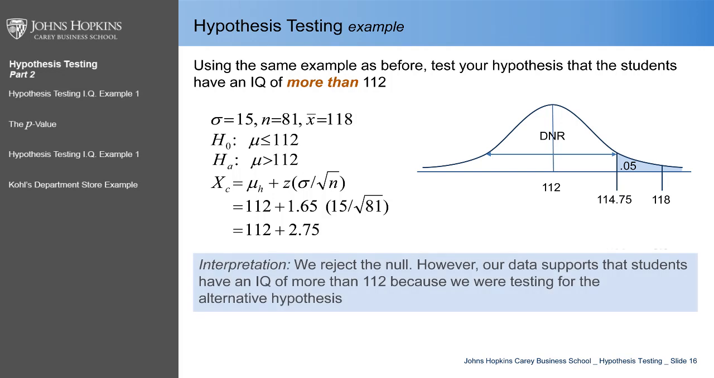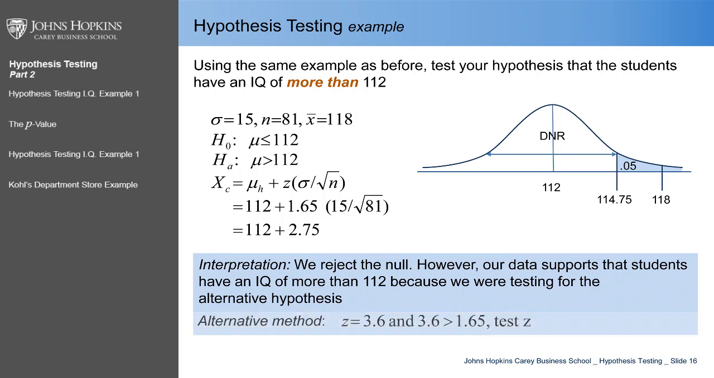The interpretation is we reject the null. However, our data supports that students have an IQ of more than 112 because our statement was actually that alternative hypothesis. So this is what I mean when we have to answer the question in two ways. One is we state it in terms of the null, and the second is we answer the question that was asked. So again, we are in the rejection region, so we reject the null, but our question was, students have an IQ of more than 112. And yes, we do indicate that our students have an IQ greater than 112.